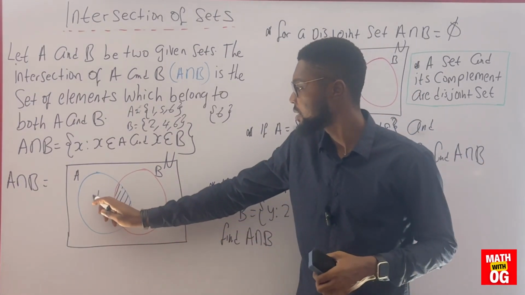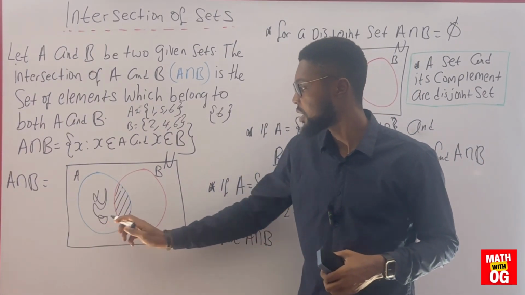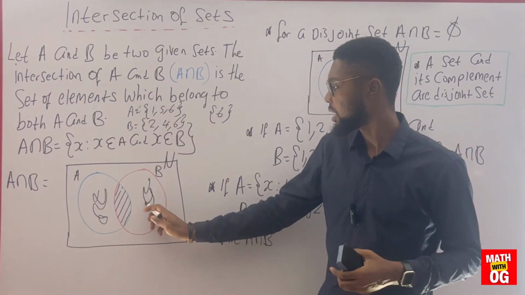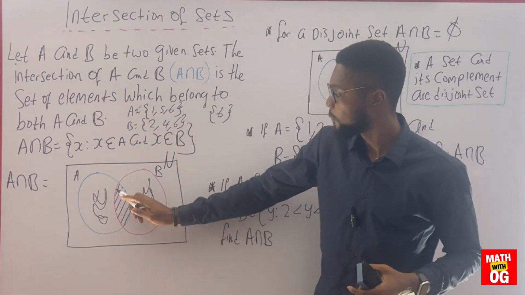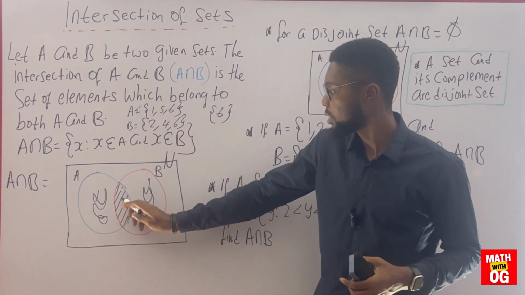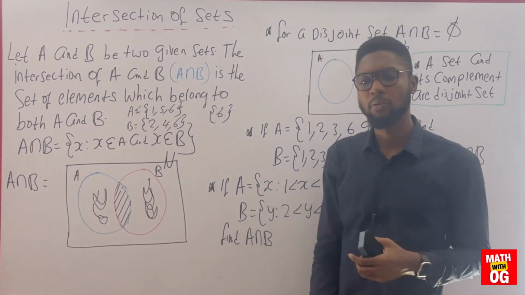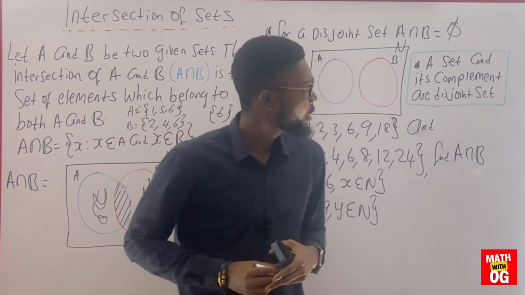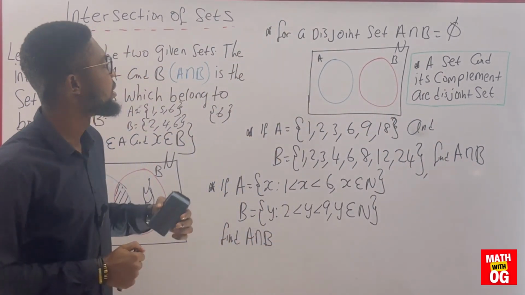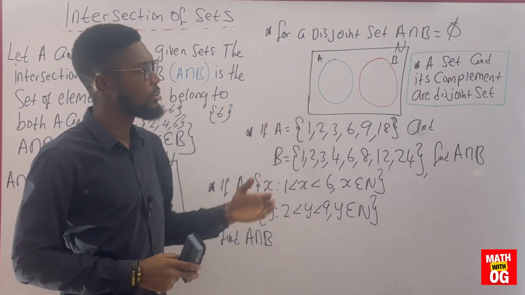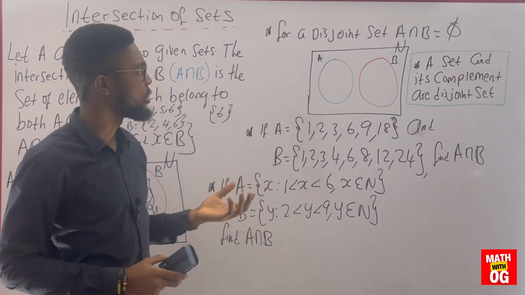Any member you find here is a member of just set A, or is an element of just set A, and any element you find here is an element of just set B. But what you find in this part here is common to both A and B, and this is the shaded portion for A intersection B. Now over to this side, for a disjoint set, A intersection B is an empty set or a null set.